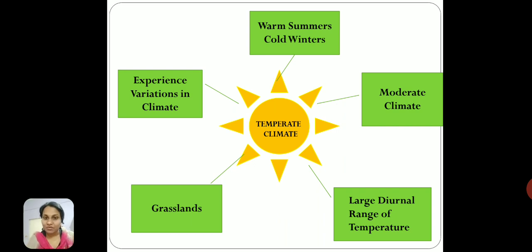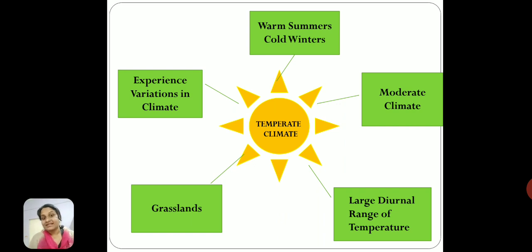Why have they put that point over here? That is because in the equatorial rainforests, if you remember, we saw that they don't have a large diurnal range of temperature. That means that if it is hot during the day, it is going to be hot during the night also. And because it was constant throughout the year, they don't have much seasonal difference. They don't experience winters, they don't experience summers. It's a constant kind of climate.